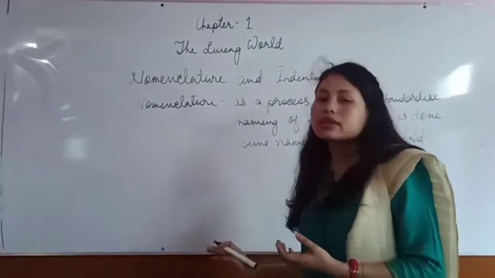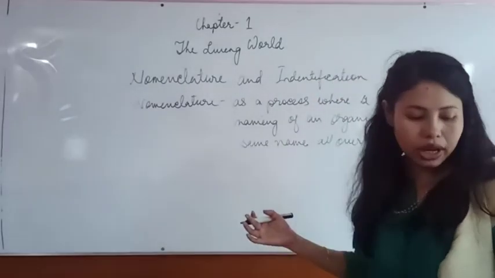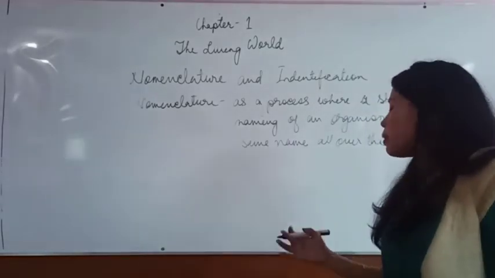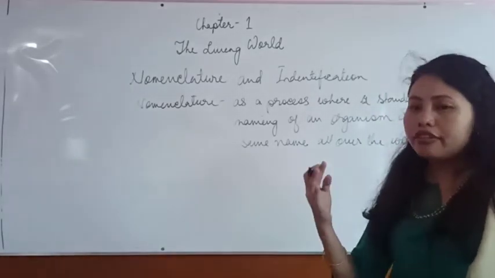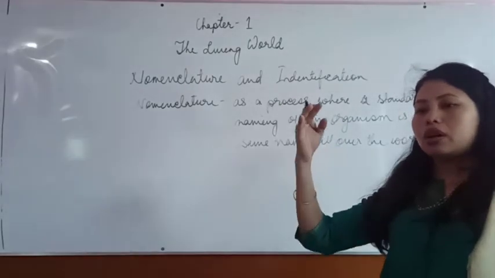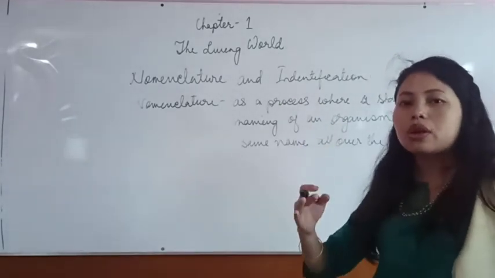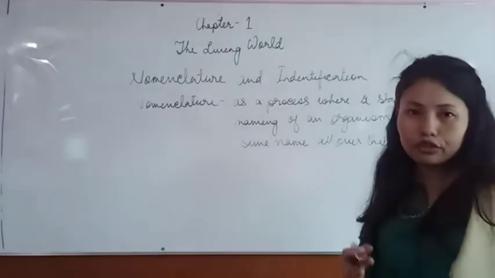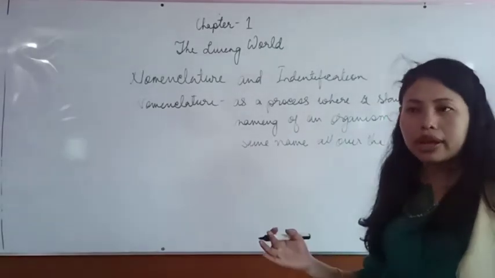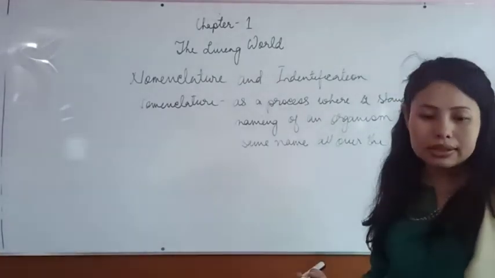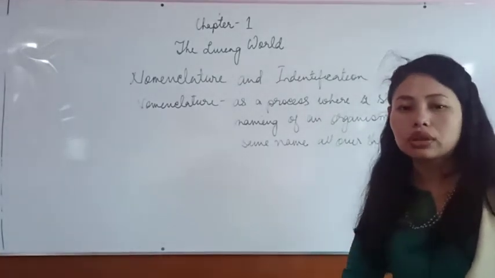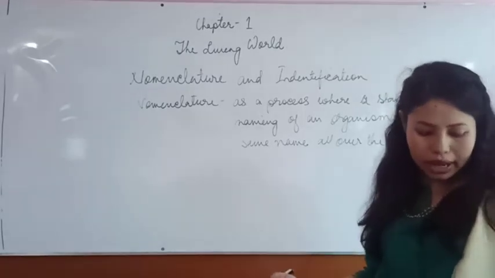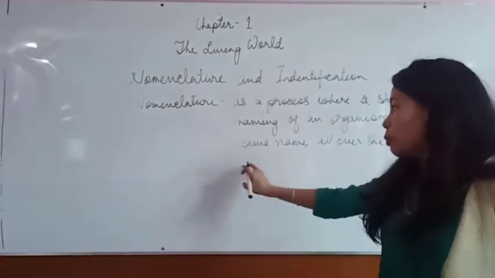So nomenclature is nothing but a process where we try to give a standardized name to an organism so that it will have the same name all over the world. So everyone, when they discuss that organism, will have the same name and the same idea, so it will avoid confusion. And we know how many organisms there are. There are billions of organisms, and the variety of organisms is very high. So in order to avoid confusion, we have this nomenclature.